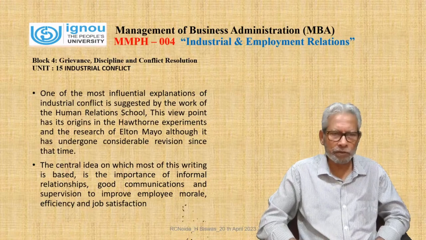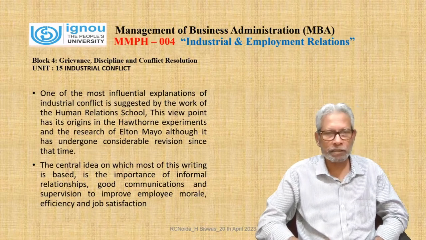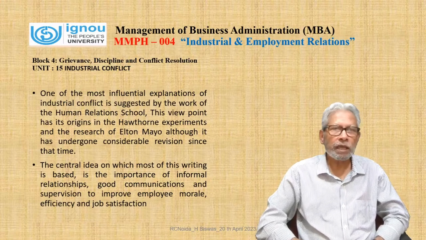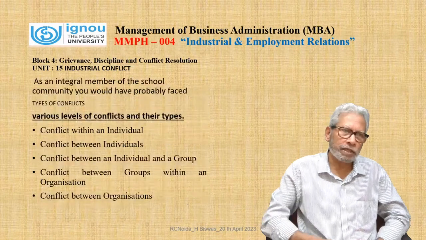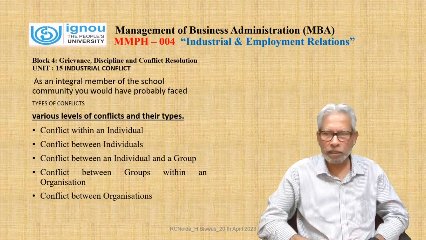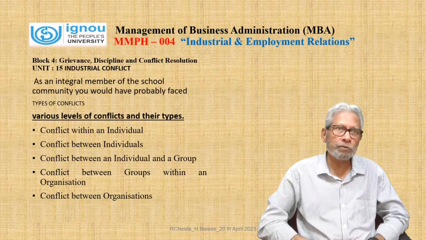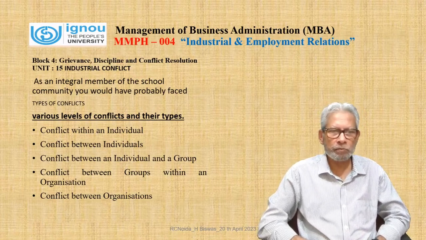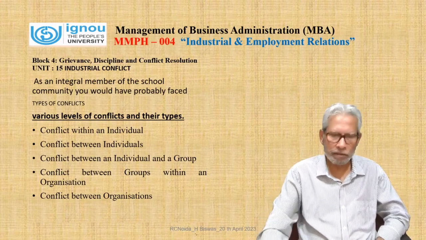The central idea of this writing is based on the importance of informal relationships, good communication, and supervision to improve the employee's morale, efficiency and job satisfaction. So conflict should not be avoided; the conflict can be avoided. There are various levels of conflict. We have seen conflict within the individuals, between the individuals and the group, and between groups within the organizations. There are so many combinations of conflict that can be there.